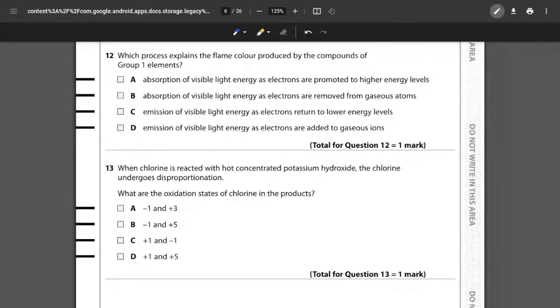Question 12 is looking at how we get the colours in a flame test. So the process of which this happens, well, we can automatically get rid of A and B, given the fact that they are talking about absorption of the visible light. It is not to do with absorption. That is something that will come into play later when you talk about transition metals. We know that it must be the emission of light or as a photon. And we have to look at, well, what's happening, and it's all to do with the electrons being excited and then undergoing de-excitation, or them falling back to lower energy levels. Therefore, our answer must be C.